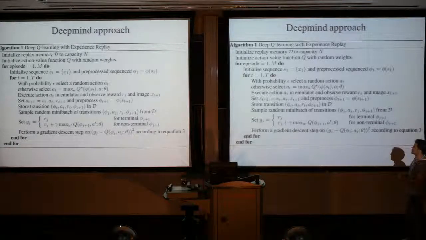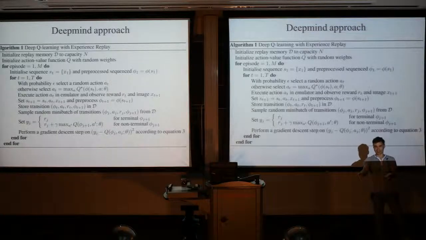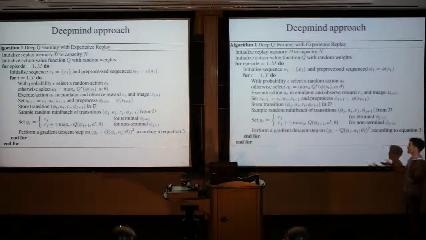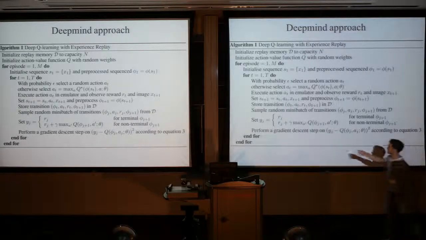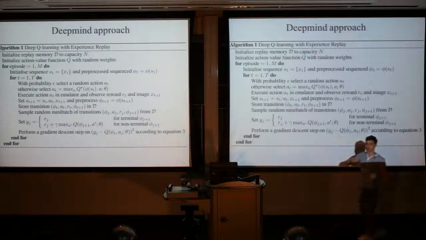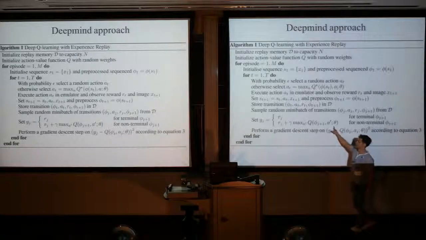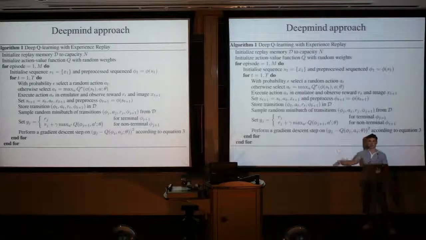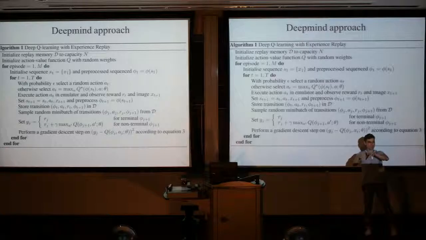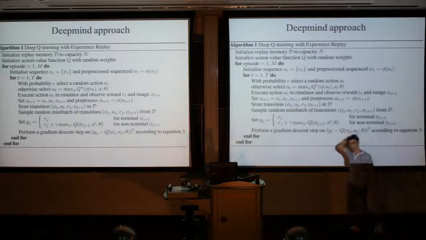And then once you have an action, you move the joystick. You move to the next stage of the game. You see what happens. There's a new state. And then you take this state and you store it in your database. And in order to do the backups, the gradient descent steps, you go back to your database, you retrieve these memories, and you update based on these memories. And that's it.